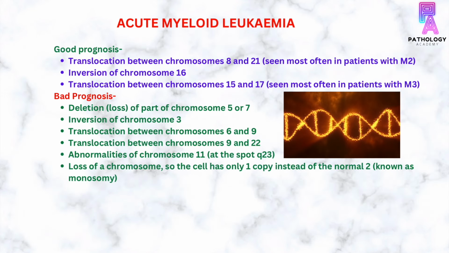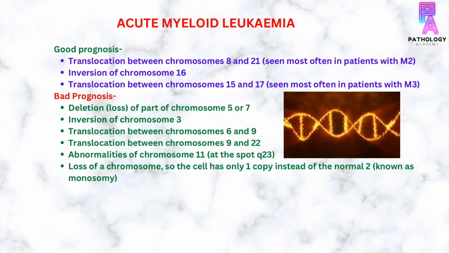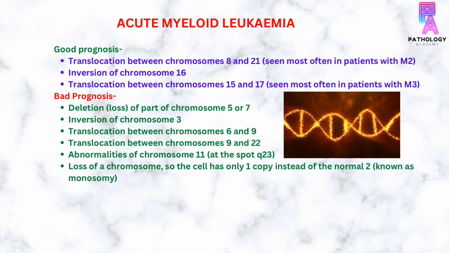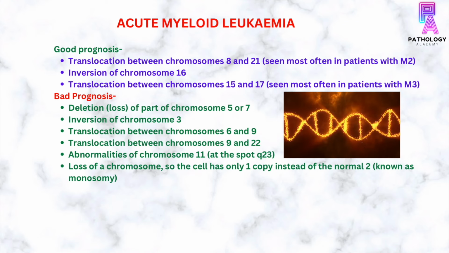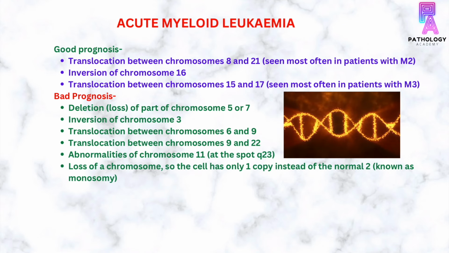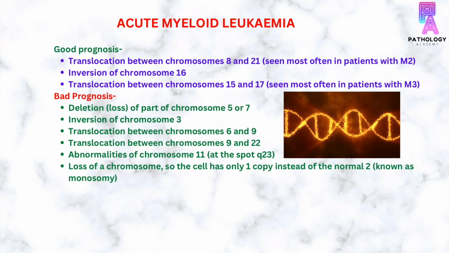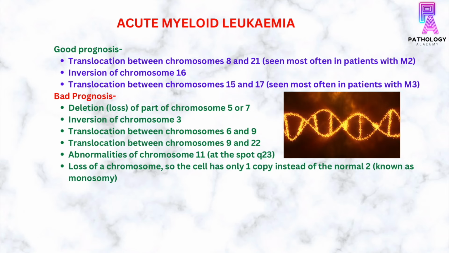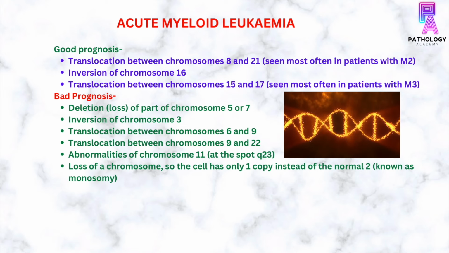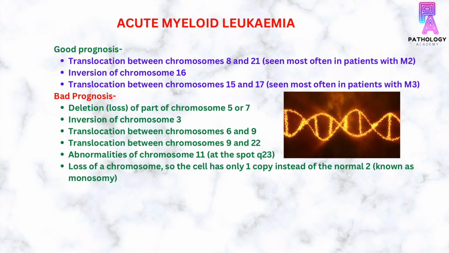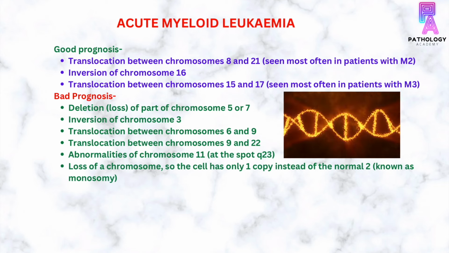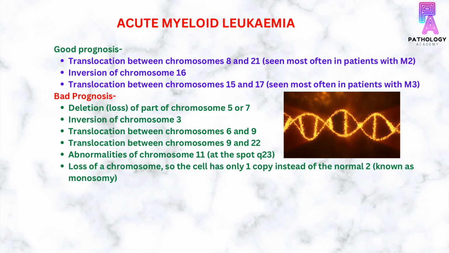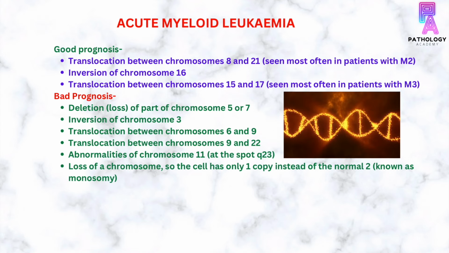Coming to certain cytogenetic prognostic factors. Translocation between chromosome 8 and 21, inversion of chromosome 16, and translocation between chromosome 15 and 17 have good prognosis. And poor prognostic cytogenetic markers are deletion of part of chromosome 5 or 7, inversion of chromosome 3, translocation between chromosome 6 and 9, translocation between chromosome 9 and 22, abnormal chromosome 11, and loss of chromosome or monosome.